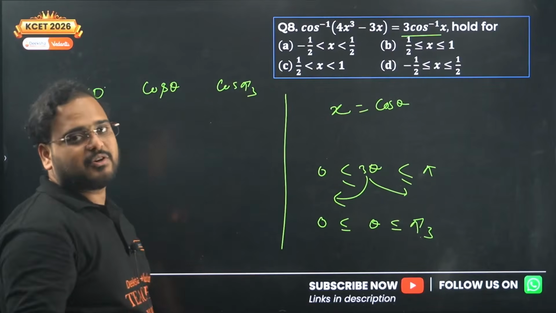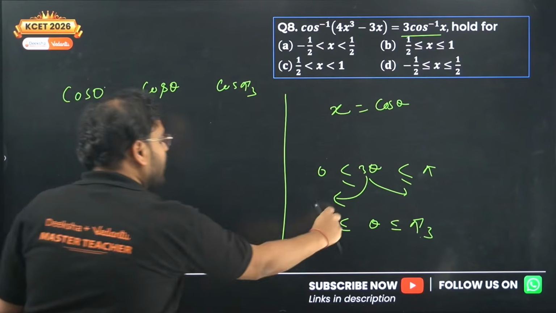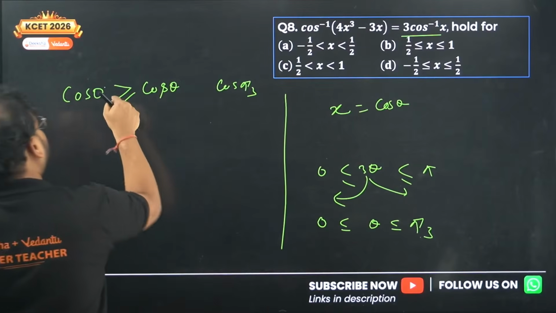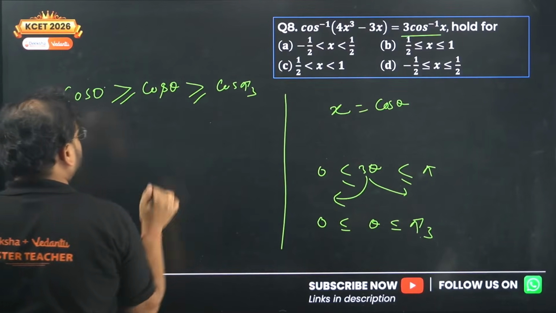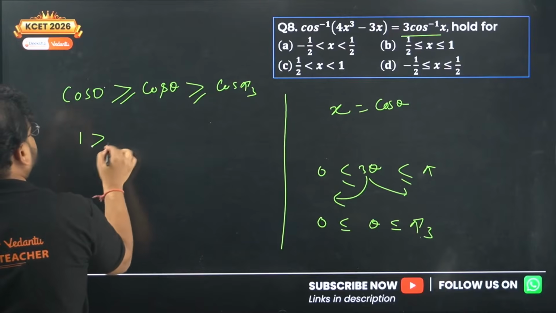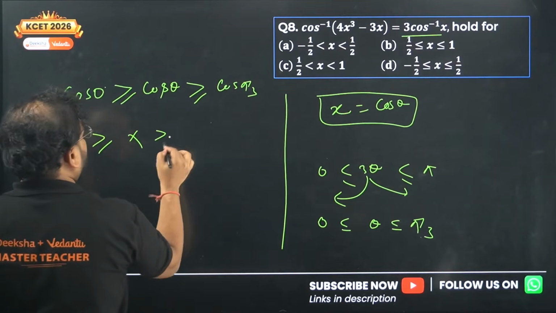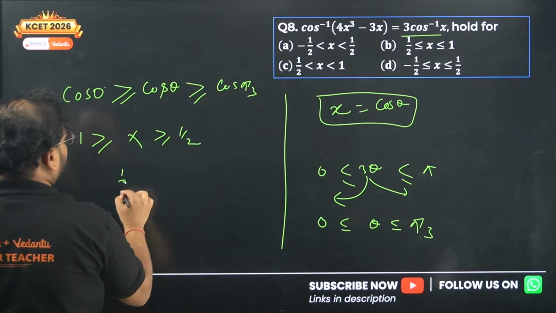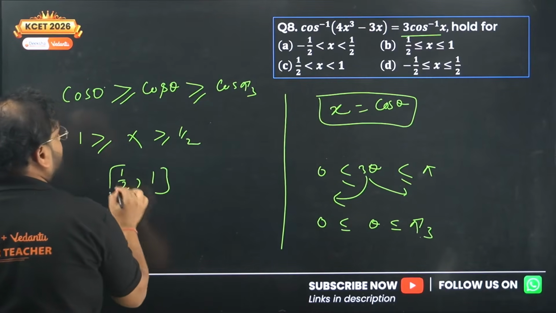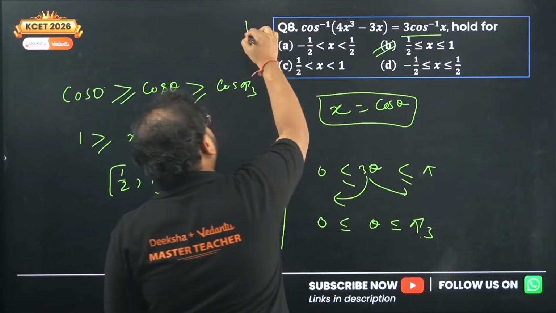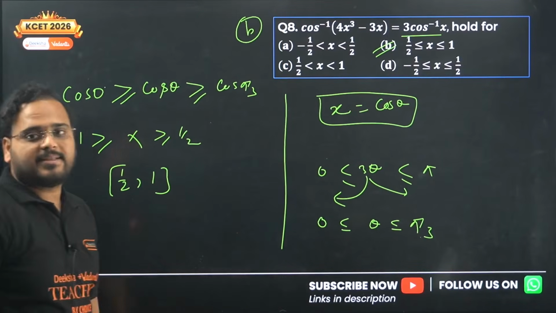Cos is a decreasing function. What will happen? The inequality will reverse. Less than or equal to becomes greater than or equal to. Here also, same thing. Cos 0 is 1, cos theta is x, and cos pi by 3 is 1 by 2. The answer is 1 by 2 comma 1, both closed. Option B. The 8th is option B.